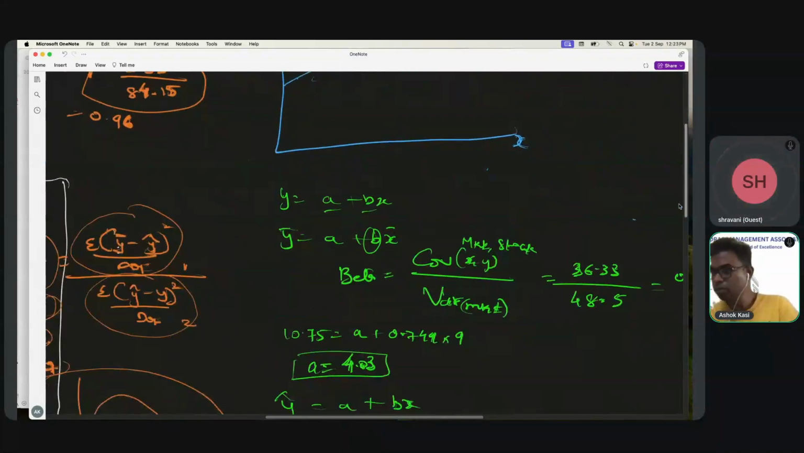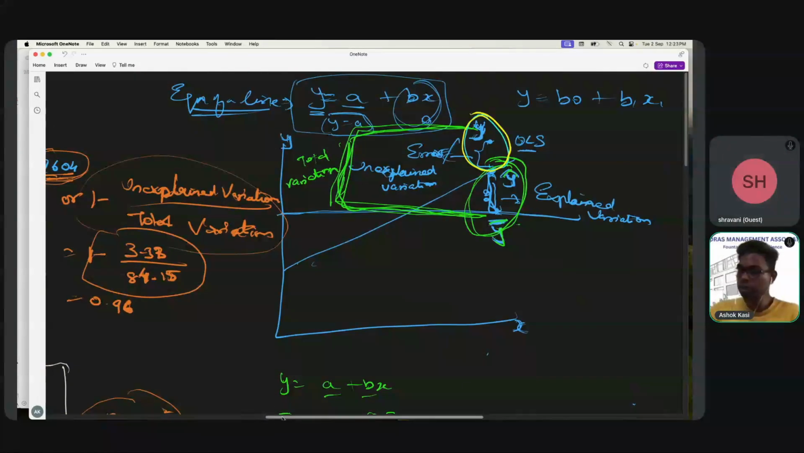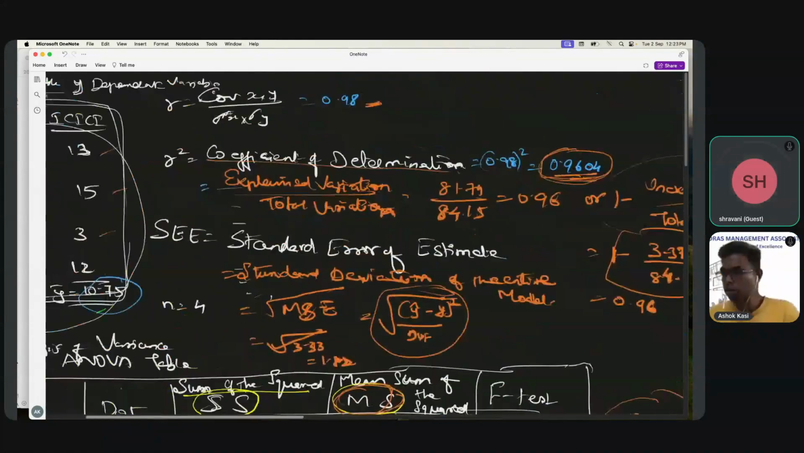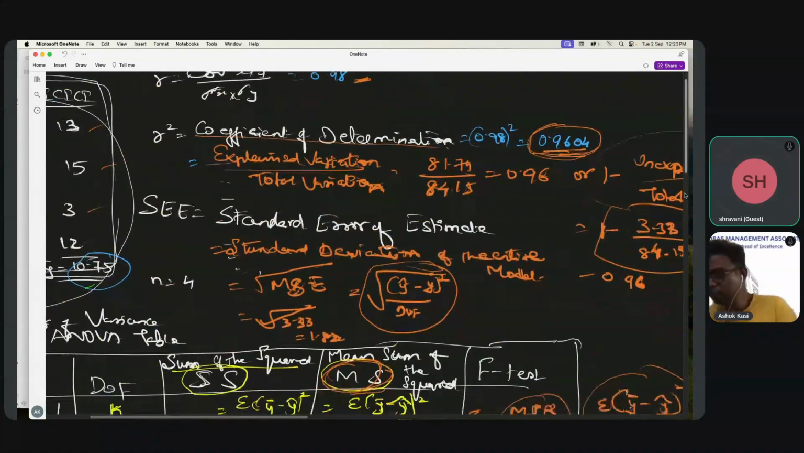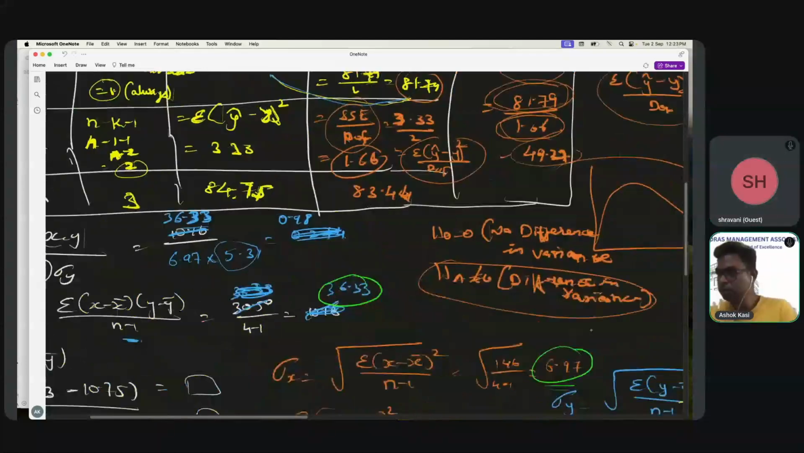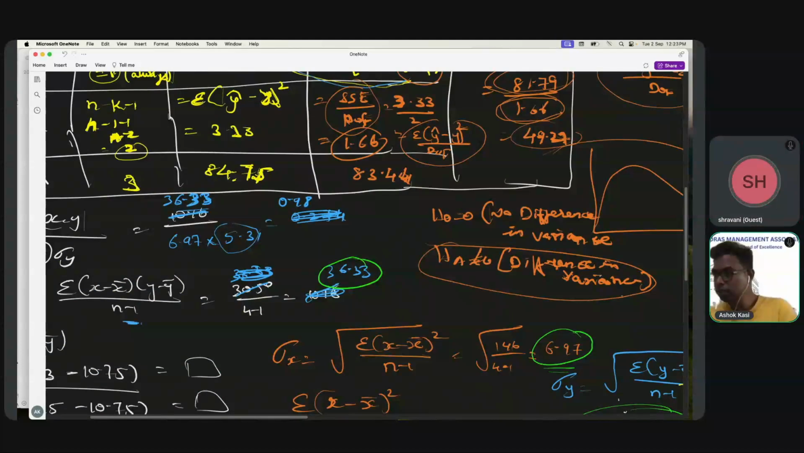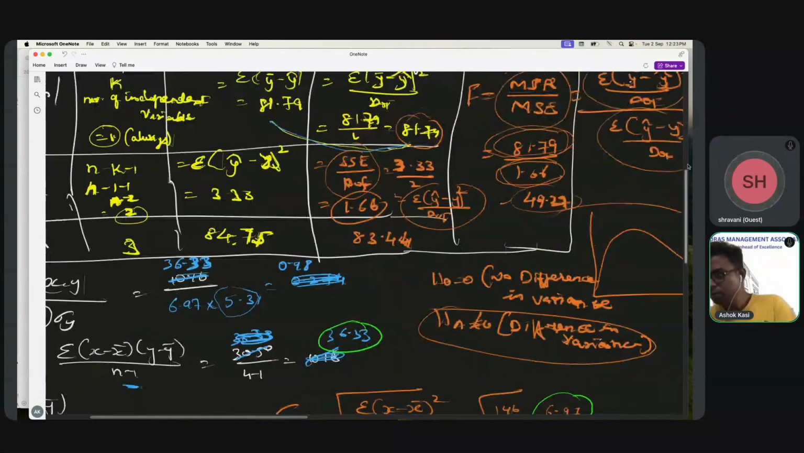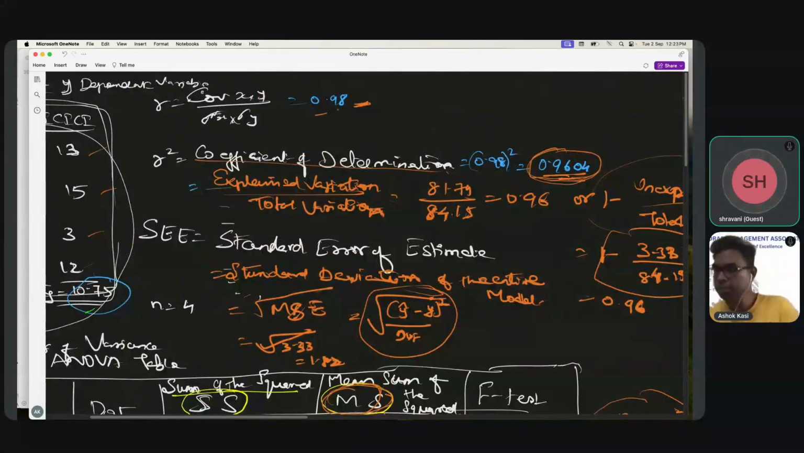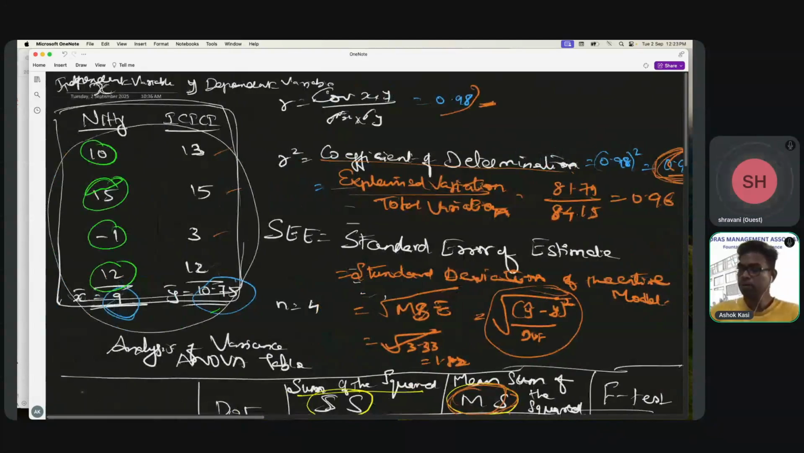So right now, what we are finding is whether this data is good enough to study or not. And what we have figured out here is that it is significantly different from each other, that means difference in variance, which is good. This number is good. 96 percentage of y is explained by x, so the numbers seem to be all fine now.